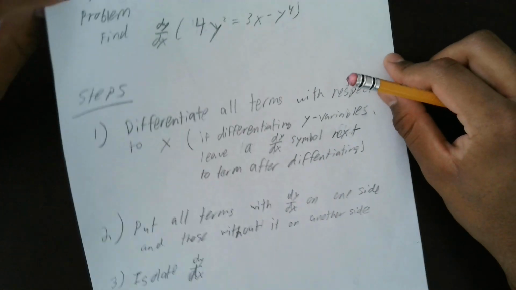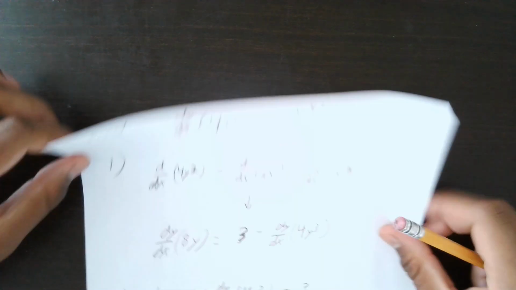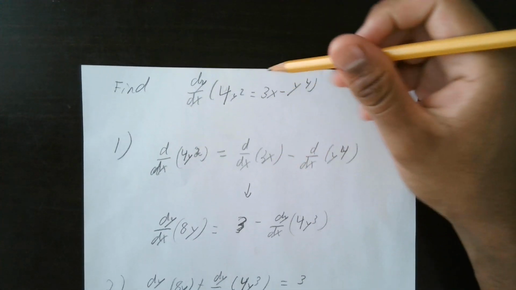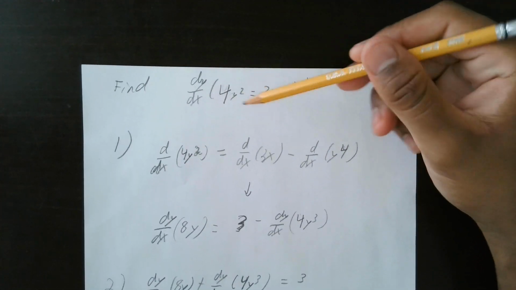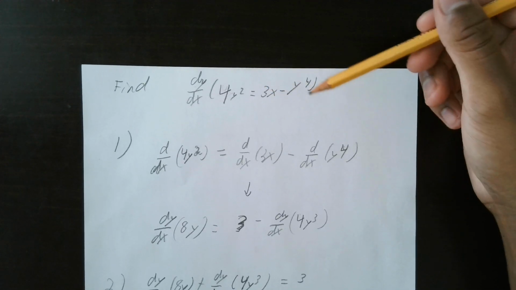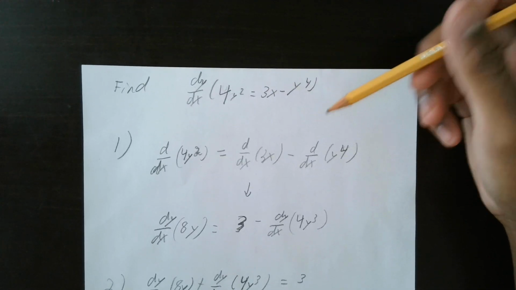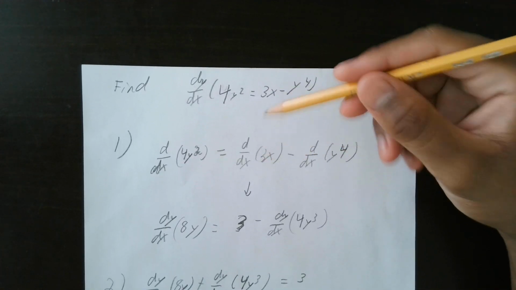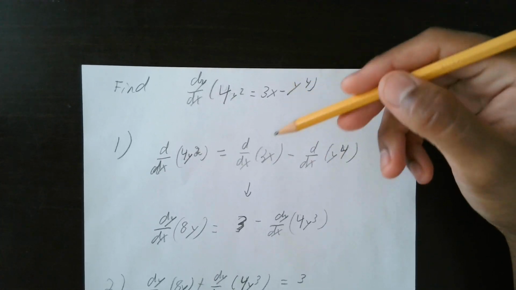Let's go over a problem, and I'm not going to ask you to pause it. We're just going to get straight into the solution. So find the derivative of y with respect to x of 4y squared equals 3x minus y to the fourth. That's the problem I just showed you in the introduction.